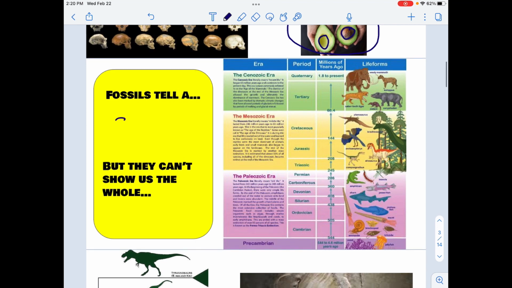Now, fossils tell a story. Okay, so let's write that down. Story, S-T-O-R-Y. But they can't show us the whole picture. Okay, fossils tell a story, but they can't show us the whole picture. Sometimes there's things that do not survive the process of fossilization. And on the right, what you see here, this is a geologic timeline, right, with only listing era and period. And we'll talk in just a minute about what's missing from this part on purpose, right?